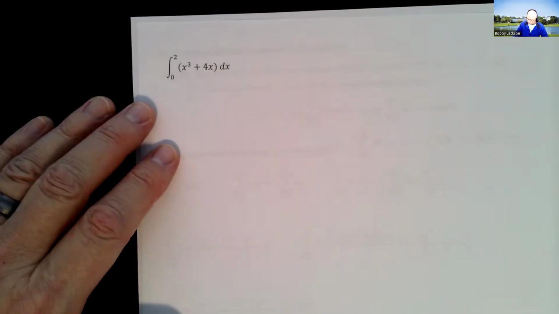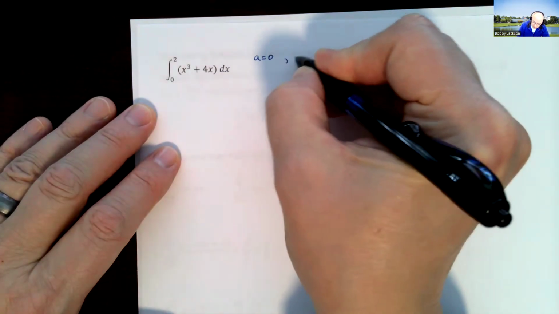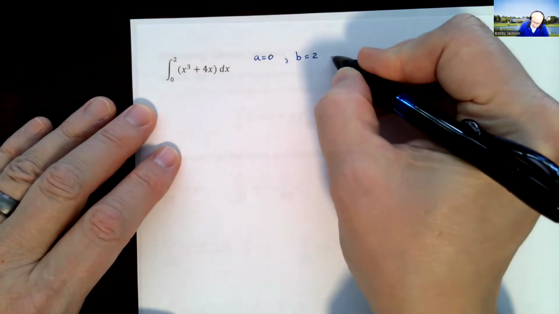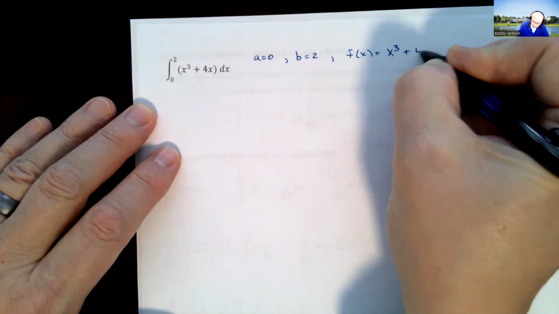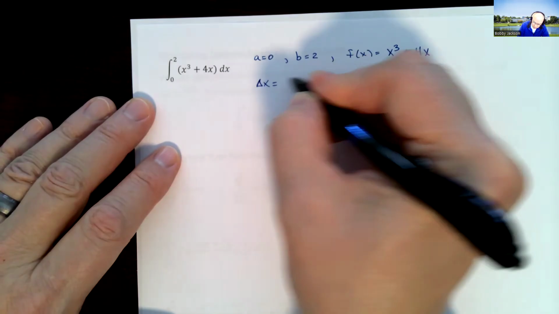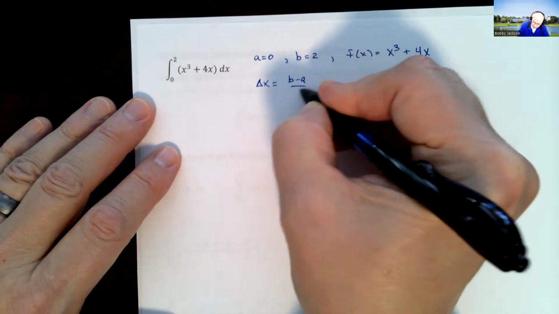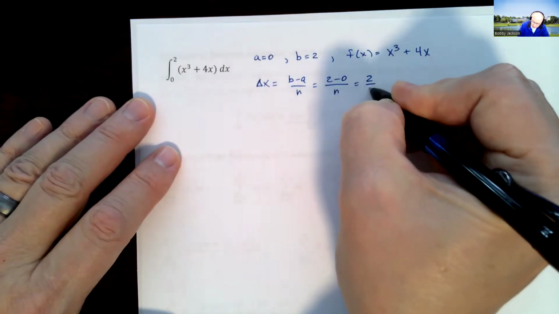And this one, we'll do the integral from 0 to 2 of x cubed plus 4x. So again, the value of a is 0, the value of b is 2. The function we're talking about is x cubed plus 4x. And we're going to have a delta x, which is b minus a over n. So that's 2 minus 0 over n. It's just 2 over n.